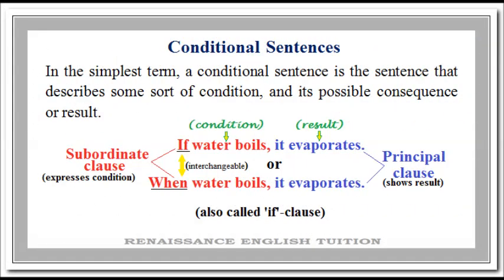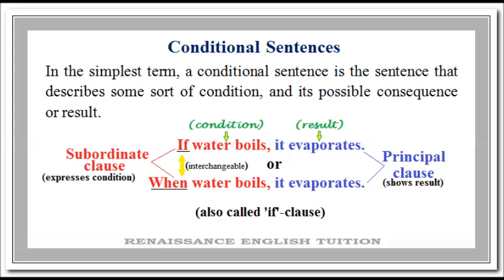Before moving to the zero and the first conditionals, let us discuss what conditional sentences are. In the simplest terms, a conditional sentence is a sentence that describes some sort of condition and its consequence or result. It expresses an action which is only feasible if the given condition is fulfilled. See these examples. If water boils, it evaporates. Or, when water boils, it evaporates.